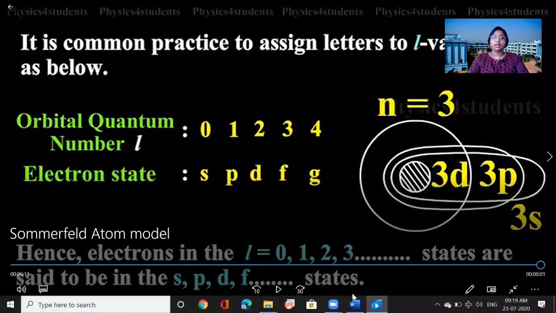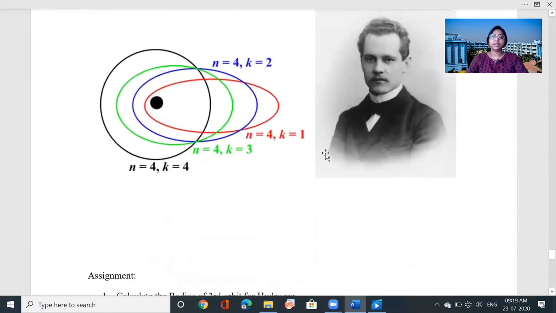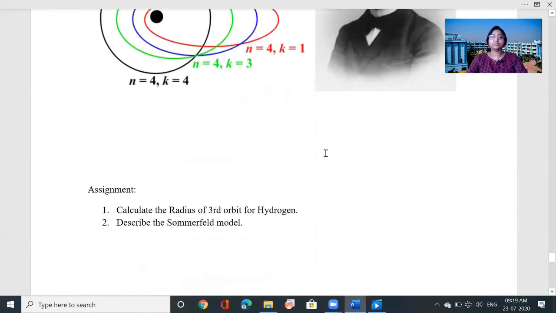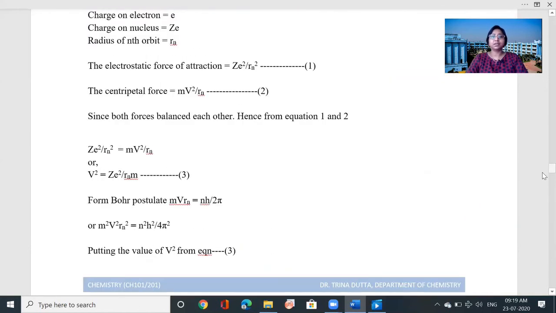So I will ask now a few questions. Let's check what you have learned. Calculate the radius of the third orbit for hydrogen. Or I can say, calculate the radius of the first orbit for hydrogen. Can you remember what was the equation for the calculation of radius?